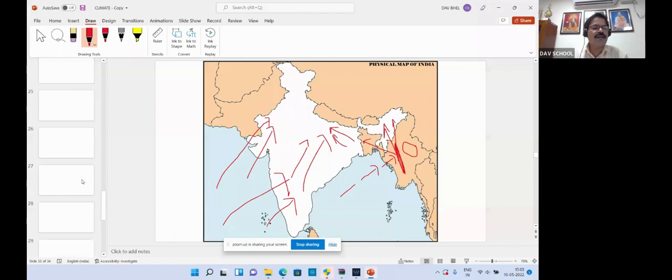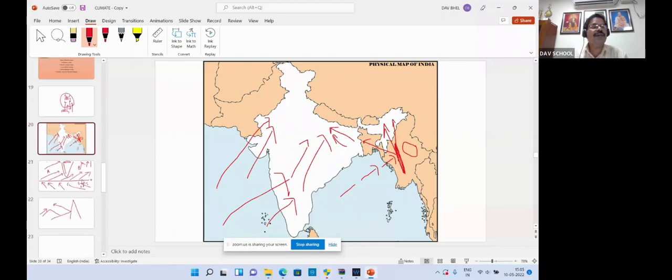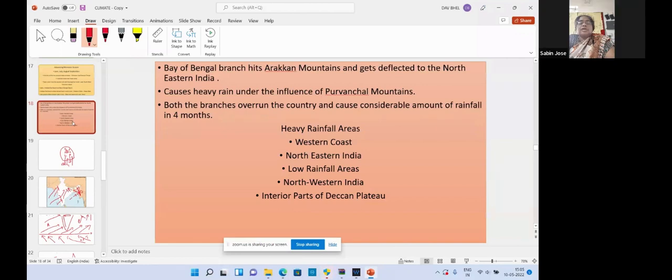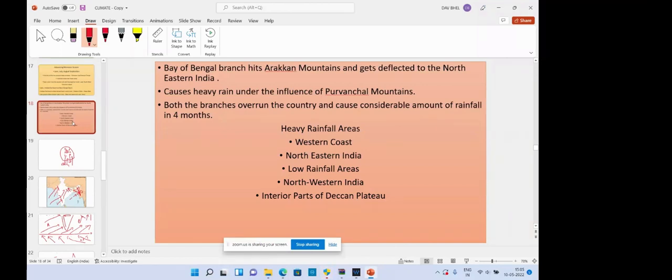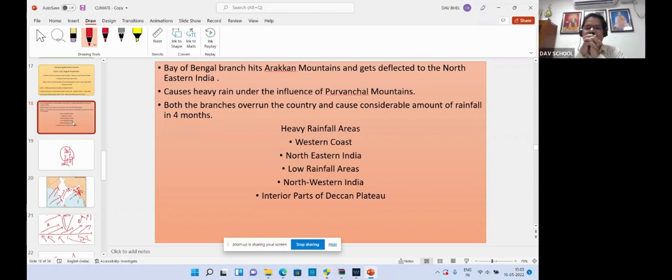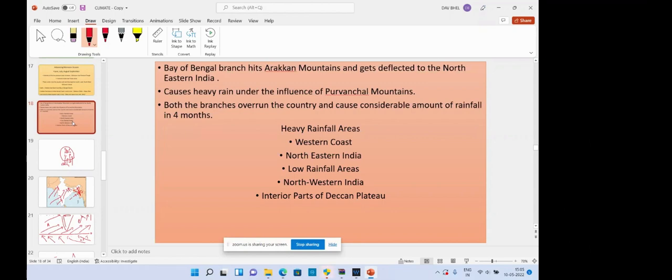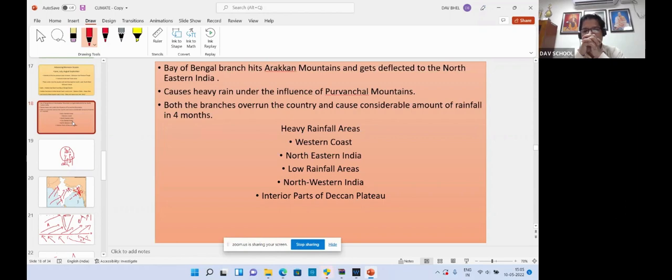Now, which are the rainy parts of our country, can you tell me? The areas where heavy rainfall occurs. Coastal areas, Meghalaya. One is actually the Western Coast. We know the reason: the Arabian Sea branch will strike the Western Ghats and is forced to rise up. So it will cause heavy rainfall along the Western Coast. Then Northeastern India, where the rainfall is heavy because the Bay of Bengal branch gets deflected. The Arakan Mountains will deflect the Bay of Bengal branch and they will come to the northeastern parts of India, and under the influence of the Purvanchal Mountains, heavy rainfall is caused.